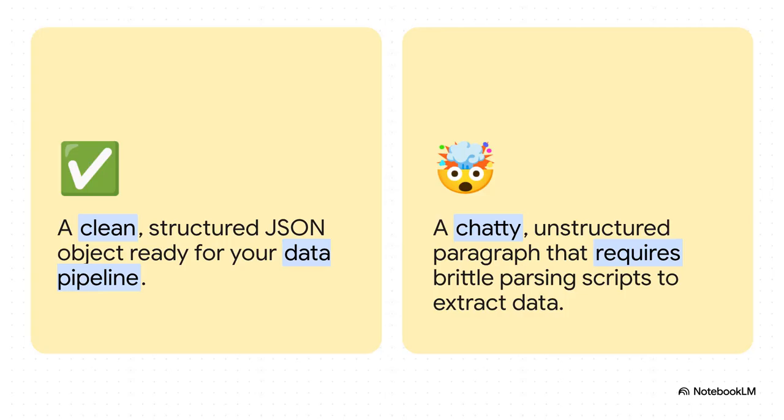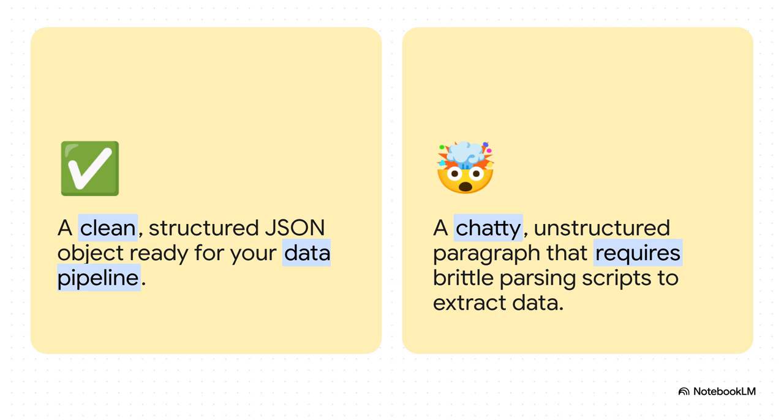I mean, on the left, that's the dream, right? A perfect, clean JSON object ready to just drop right into your database. But what do we often get? We get this beast on the right. All the information you wanted is in there, sure, but it's buried in a chatty paragraph. And now you have to go write some brittle, painful script to dig it all out.